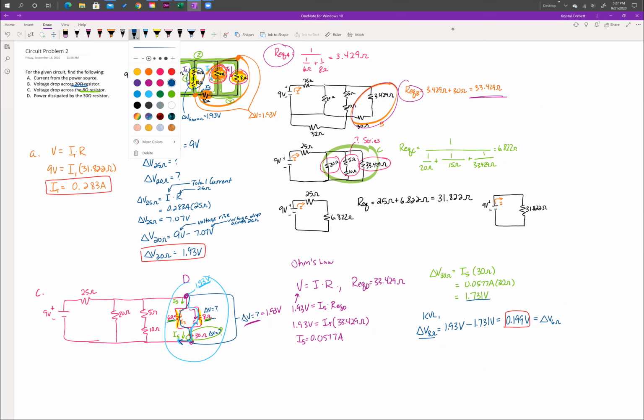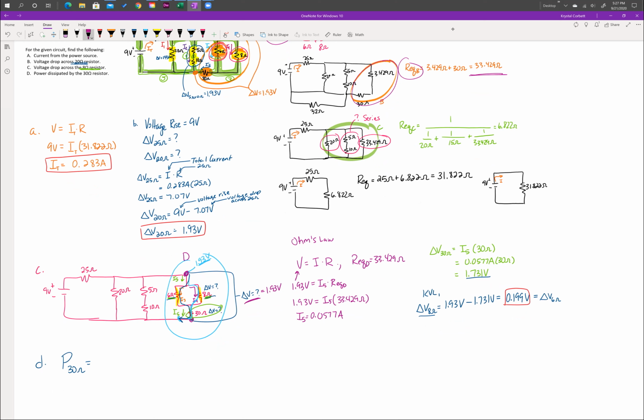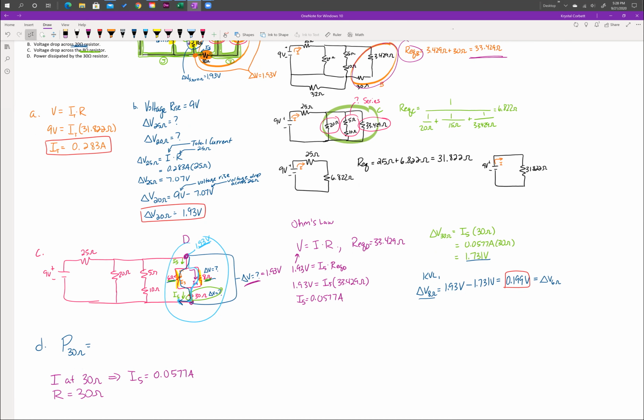Now the last thing that I'm asked for in this circuit is part D, and that is the power dissipated by the 30 ohm resistor. After doing all of this work, we've applied Kirchhoff's voltage law and Kirchhoff's current law to all the different parts of the circuit, and we know a lot of information about that 30 ohm resistor. We know the current at the 30 ohm resistor is I5, which equals 0.0577 amps. We also know the resistance value at the 30 ohm resistor is 30 ohms. That was given to us in the problem. And we also know the voltage drop across the 30 ohm resistor is 1.731 volts.